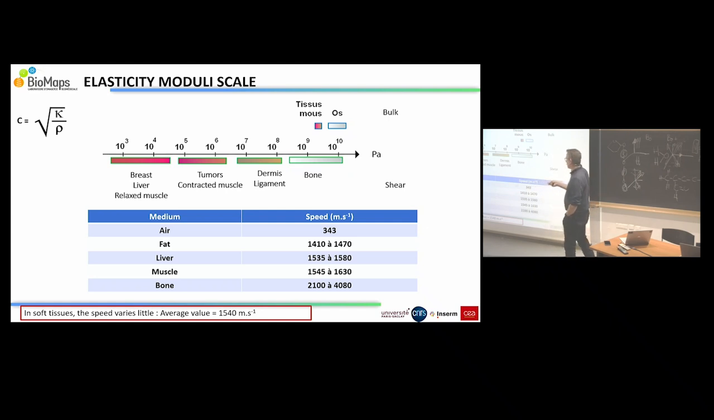And if I look at how the speed evolves with the material, it depends on the bulk modulus. And so you can see like this, in the air it's 300 meters per second, 1400 in the fat, a little bit higher in the liver, much higher in the muscle, and as the bone is very hard, the speed of the ultrasound wave is between 2000 and 4000 meters per second. So when we work on ultrasound and when we build an image, we assume almost a mean value of 1540 meters per second, and we use mainly this mean value to build our images.